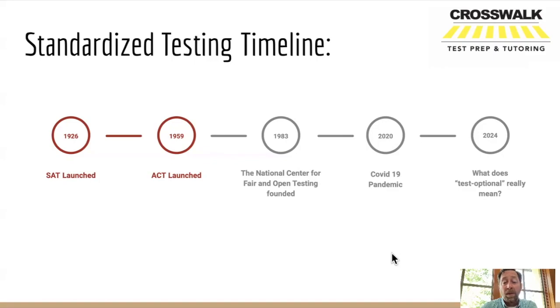Coming out of the pandemic, it's kind of an interesting time. What we're seeing is a handful of schools are going back to test required, like they were decades ago. A handful of schools are actually saying, we're going to be test blind. We don't even want to talk about tests. But there's a majority of the schools, a big chunk of the population of schools are test optional. What we want to talk about right now is what that really means.